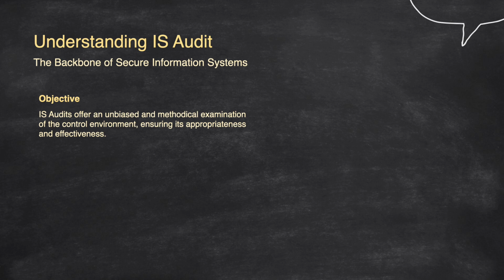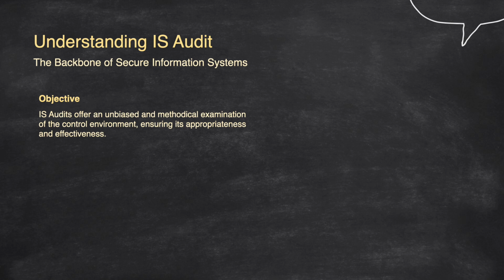Friends, IS audit offers an unbiased and methodical examination of the control environment, ensuring its appropriateness and effectiveness. Friends, IS auditors assess the systems and processes that handle data to make sure they are working as they should be. They don't take sides or have biases. Instead, they focus on finding any weaknesses or problems in the system. By doing this, they help organizations ensure that their controls are appropriate for the risks they face and that they are doing a good job of protecting their information.